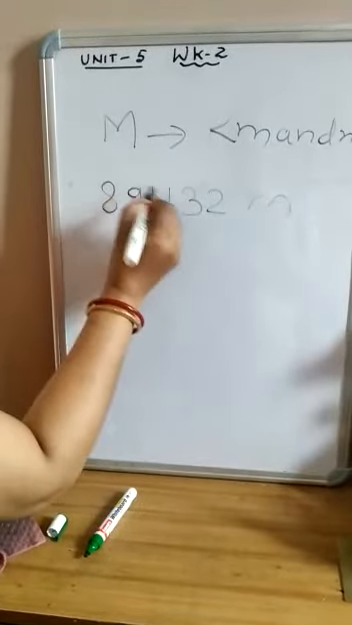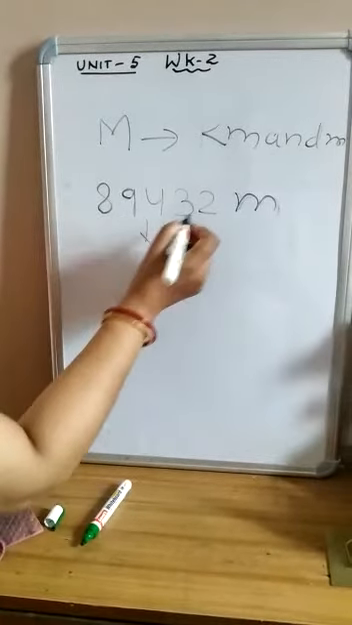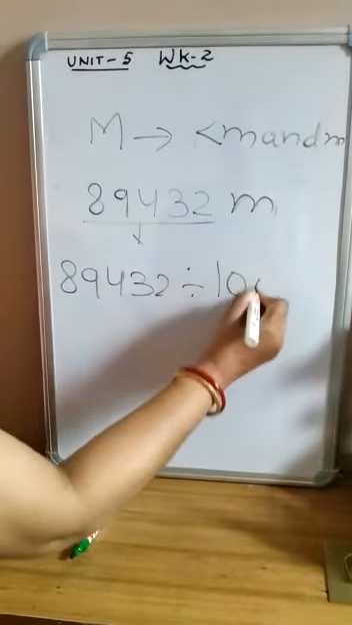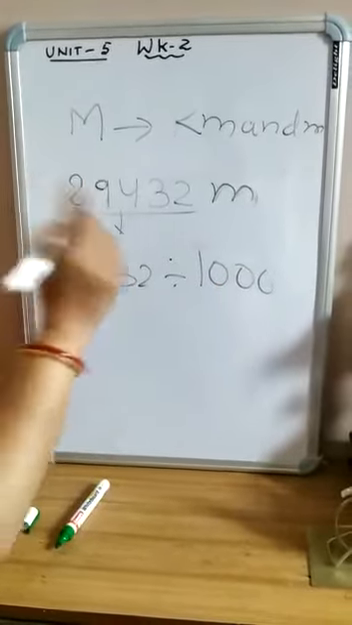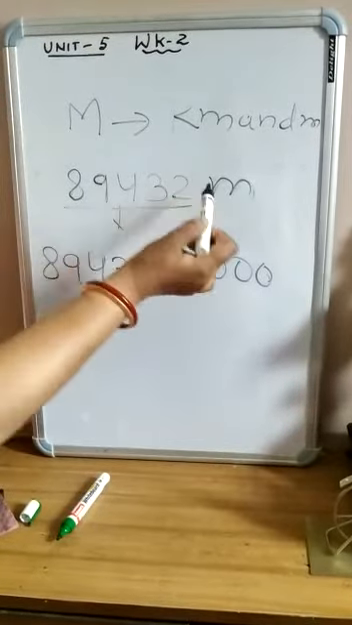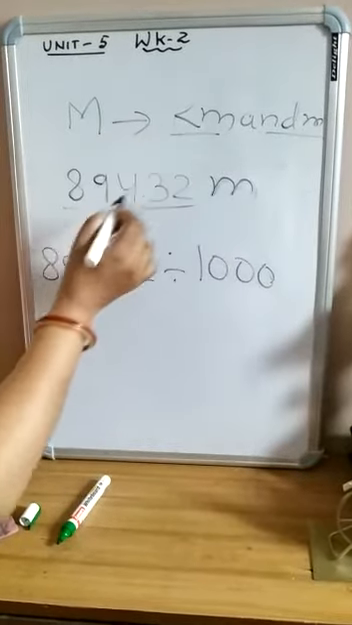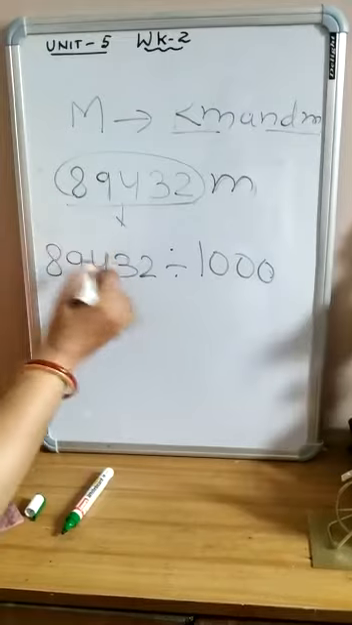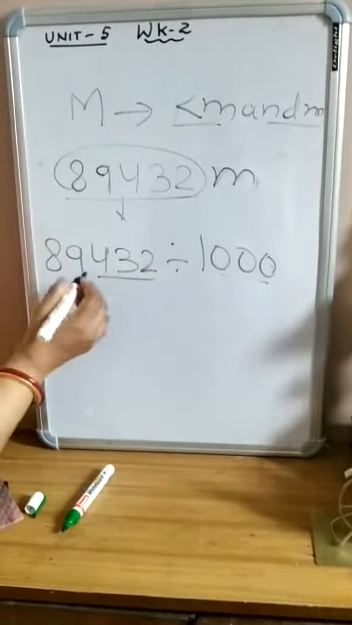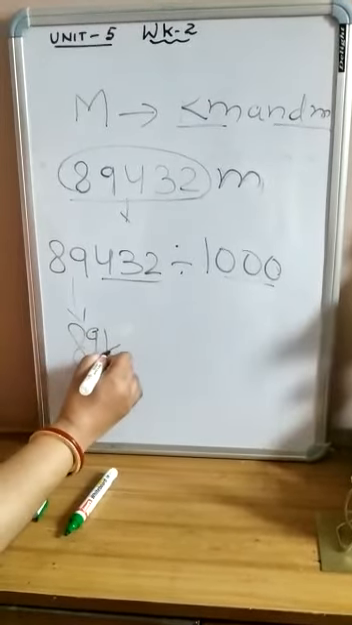So what we will do? The number of meter, that is 89,432, will be divided by what? 1000, because 1 kilometer equals 1000 meter. So when we convert meter into kilometer and meter, we divide the number of meter by 1000. 1000 is having 3 zeros, so I will remove 3 digits from the right side. Now this 89 will become kilometer, and this removed digit 432 will become meter.